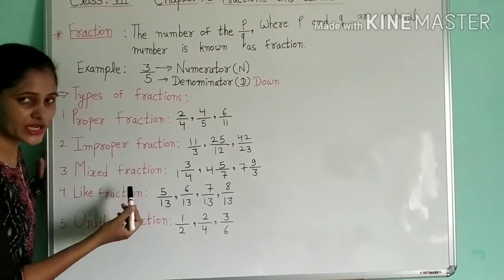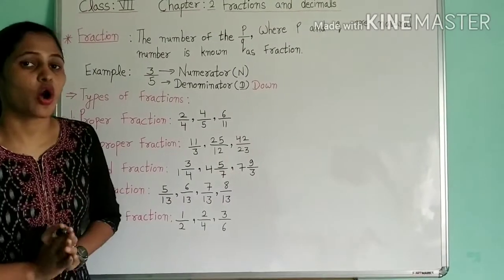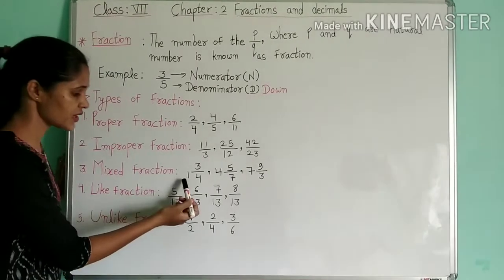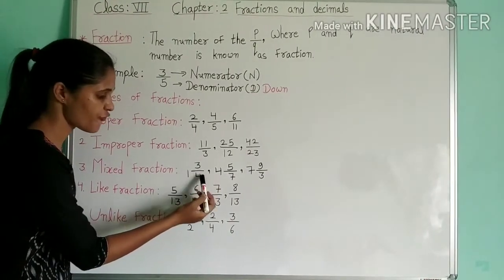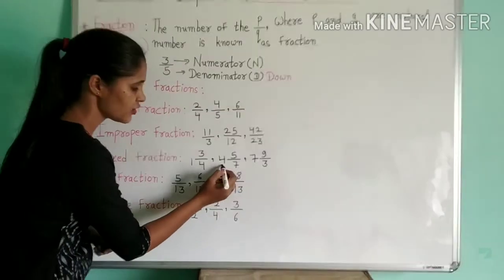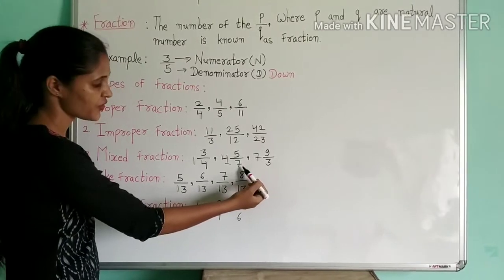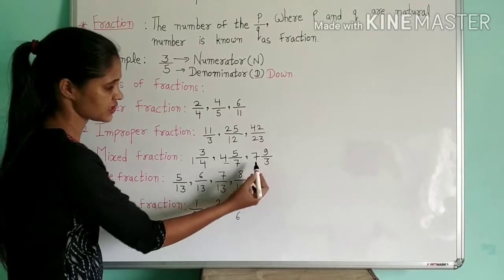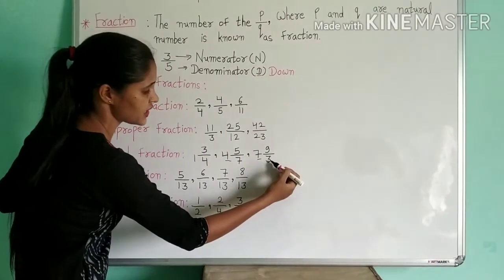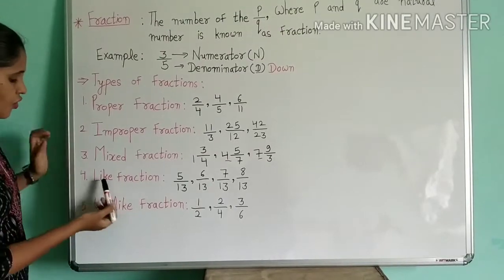Third is the mixed fraction. What is a mixed fraction? Mixed fraction means it is a mixture of a whole number and a fraction. See here, 1 is a whole number and 3 by 4 is a fraction. So this is called a mixed fraction. Here 4 is a whole number and 5 by 7 is a fraction. So this is a mixed fraction. Then 7 is a whole number and 9 by 3 is a fraction.